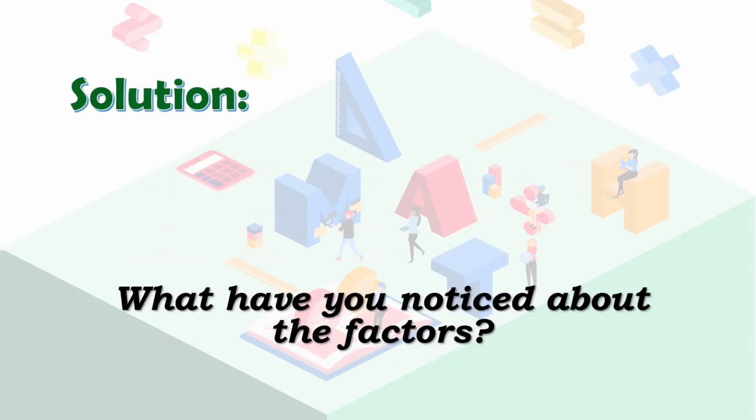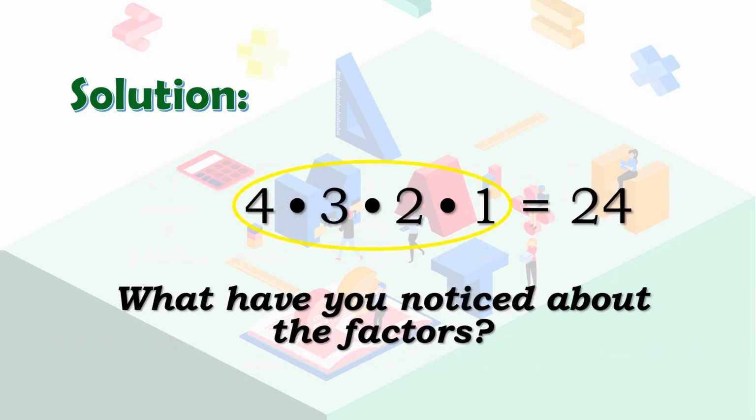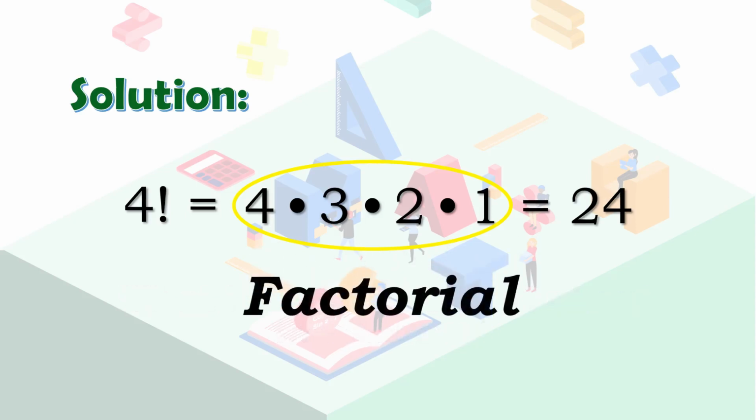What have you noticed about the factors? Yes, the factors are consecutive. The expression 4 times 3 times 2 times 1 can also be written as 4 factorial, which is also equal to 24. And 4 factorial is known as factorial.